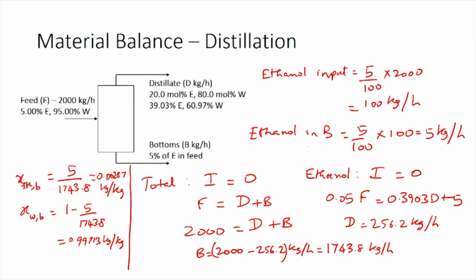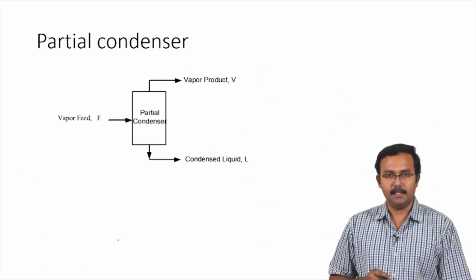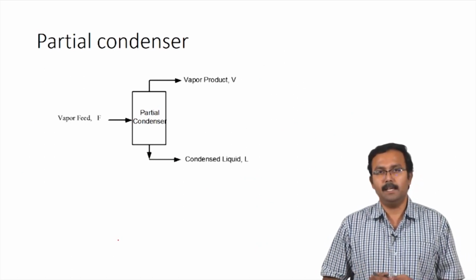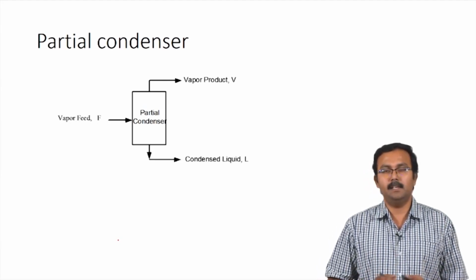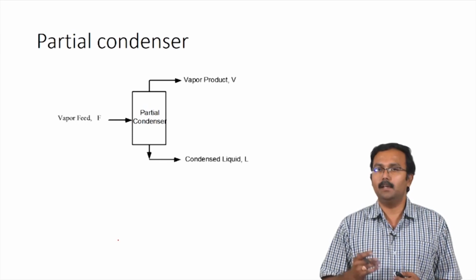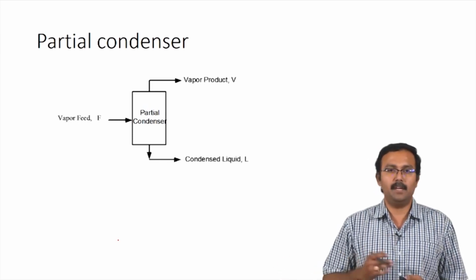Let us move on to the next process, which is a partial condenser. For a partial condenser, you have a vapor feed which is fed to the condenser. Some of the vapor feed is condensed to form the condensed liquid and leaves through the bottom of the column, and the rest leaves as the vapor product.